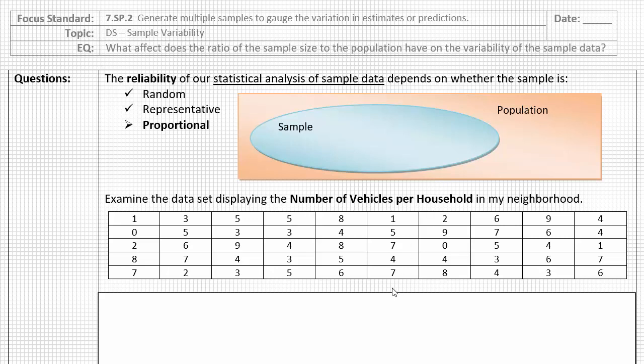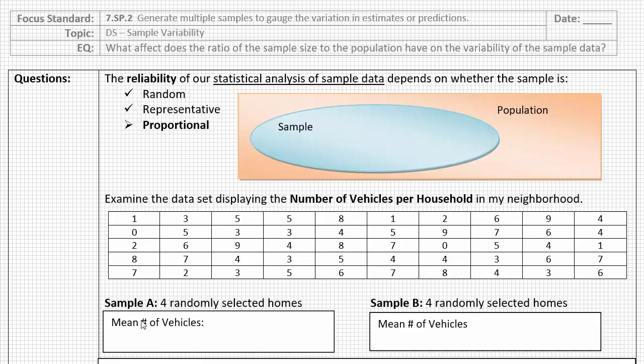I started out by taking some random samples of this data, so let's see what I've done here. I took 4 randomly selected homes from this data set and calculated the mean. And then I did it a second time. Here are the first samples that I took. The first sample was 3, 8, 3, 8, 2, and I added that up to find a total of 24.